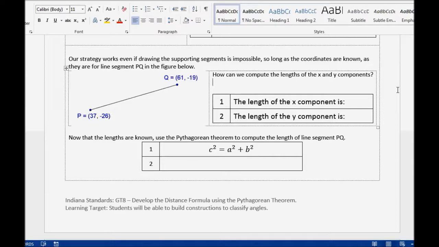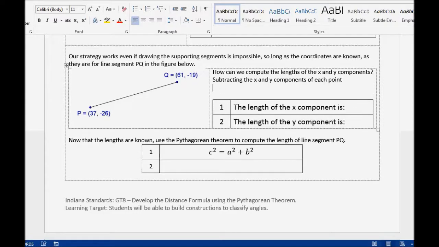So how can we compute the lengths of the x and y components? The answer is that we have to find the distance between those components, and we do that by subtracting the x and y components of each point. So for example, the x component of Q is 61, and the x component of P is 37. And 61 minus 37 is going to be 24.